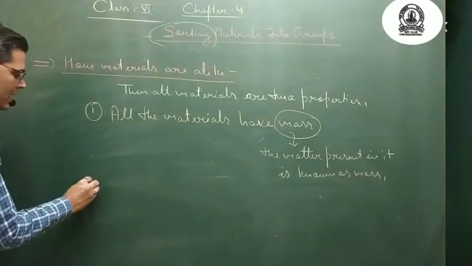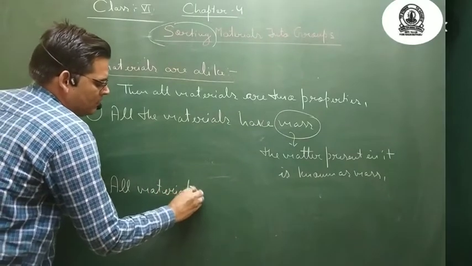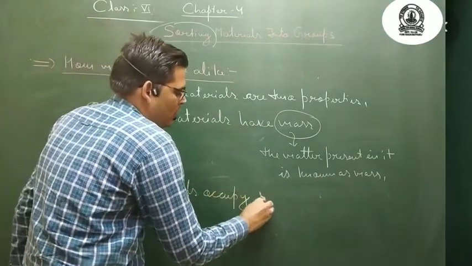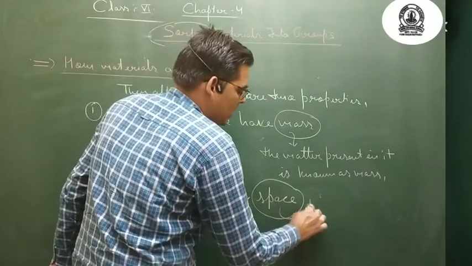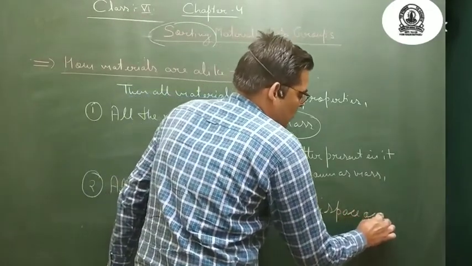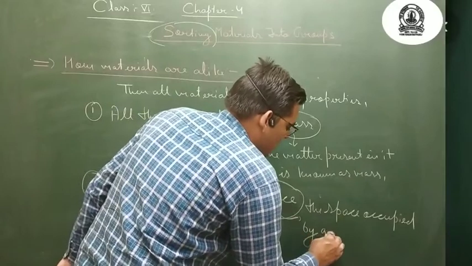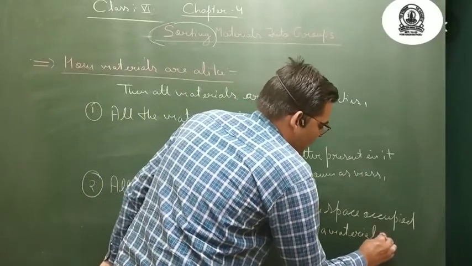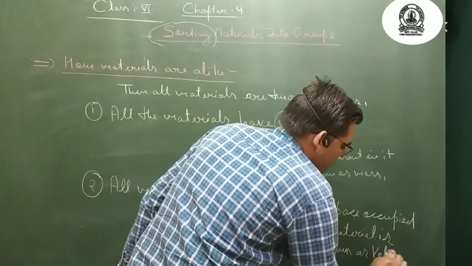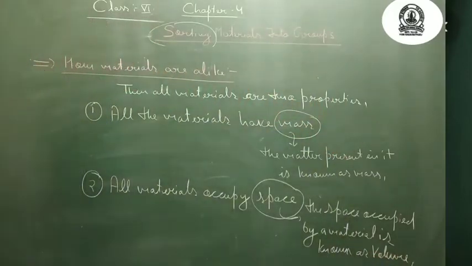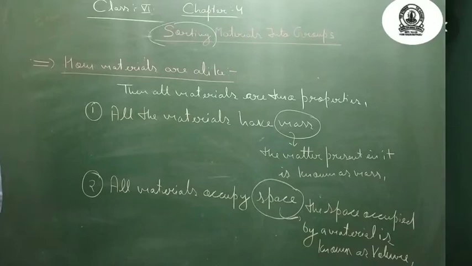The second property that all materials have is that all materials occupy space, and the space occupied by a material is known as volume. So each and every material surrounding us has mass and occupies space.